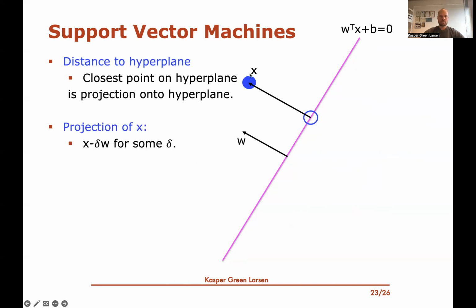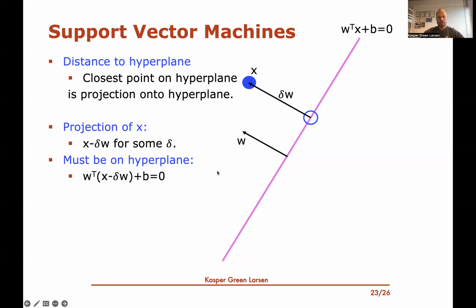And so this is some scaling of W that you move along to get to the hyperplane. So the projection of X is actually the vector X minus some scaling times the vector W. So this is delta times W. This vector here, delta times W, is really what we're interested in figuring out. What is the formula for this delta times W? How large is delta? How far away did we move when we project X onto the hyperplane?